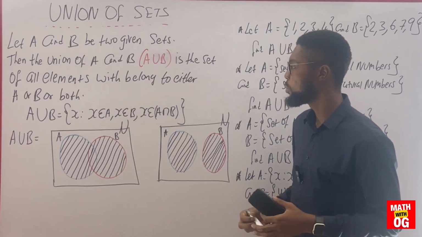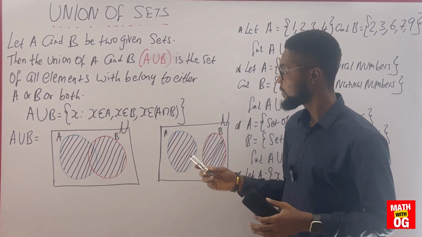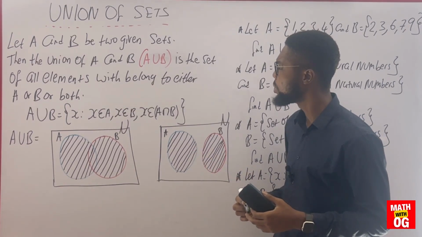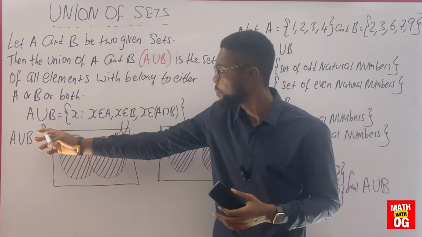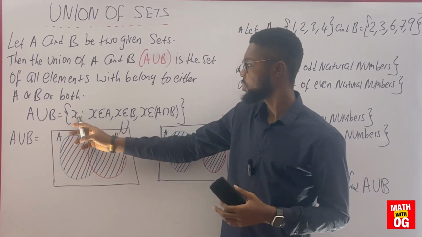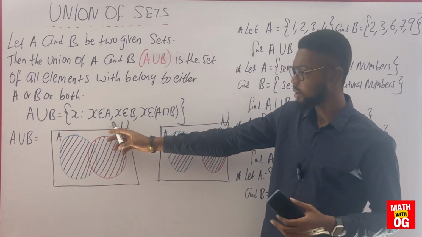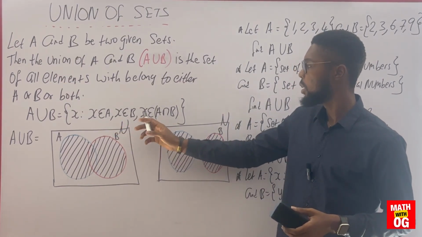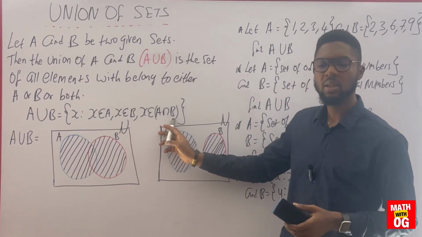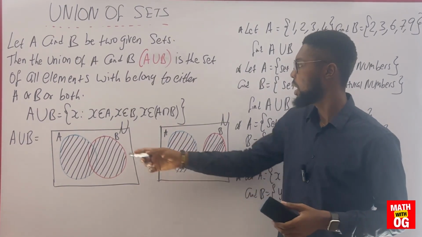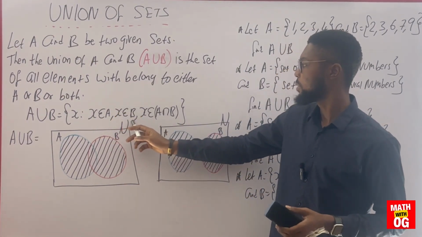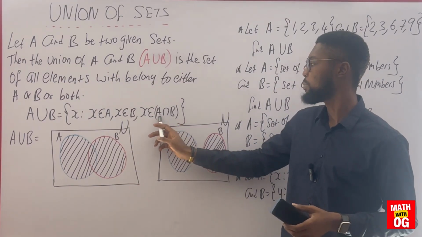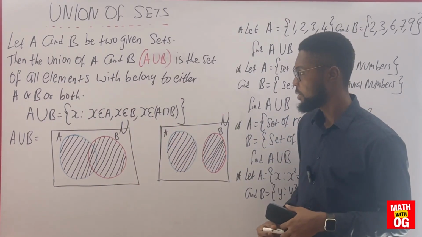So if I'm to use the rule method to represent union of set, I can say A union B is equal to {x such that x is an element of A, or x is an element of B, or x is an element of both A and B}. x is an element of A, x is an element of B, or x is an element of both A and B, which is A intersect B.